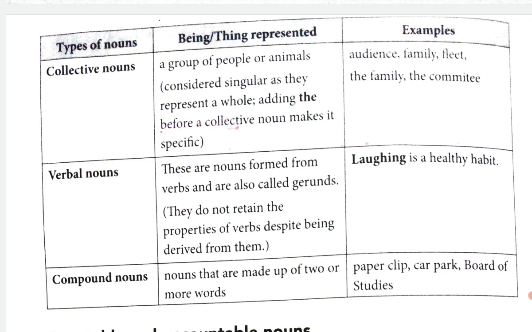Then verbal nouns. These are nouns formed from verbs and are also called gerunds. Nouns that are formed from the verbs are also called gerunds.